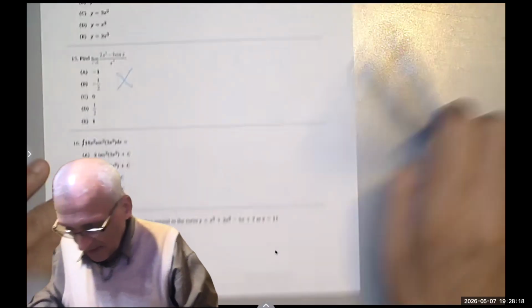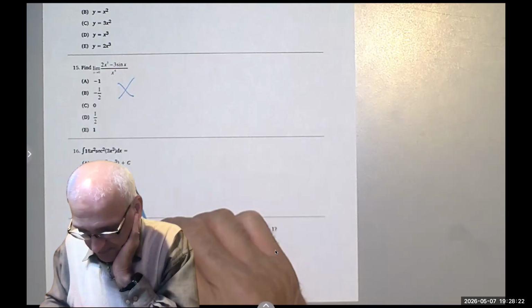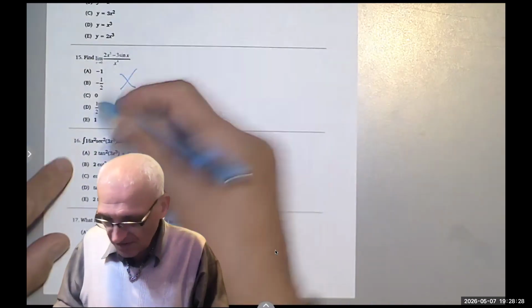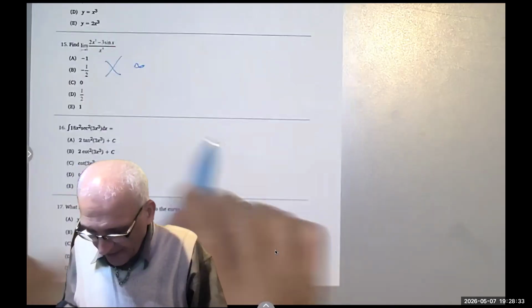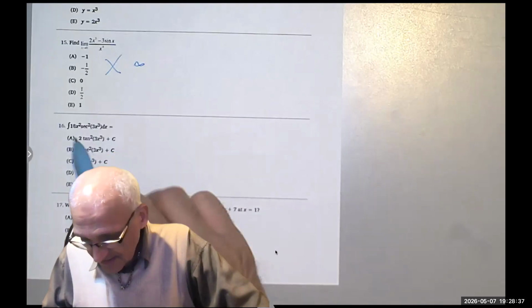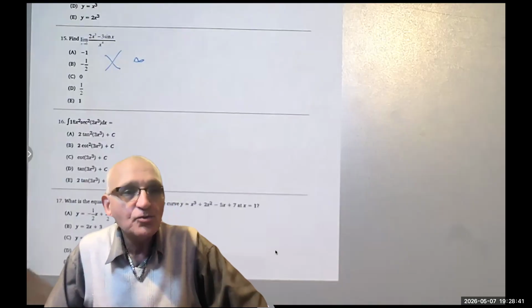Maybe we do 16 instead of 15, because 15 is wrong, definitely. The answer is infinity for sure. Okay. Now, when you have something like that, it says integrate 18x squared secant squared 3x cubed.